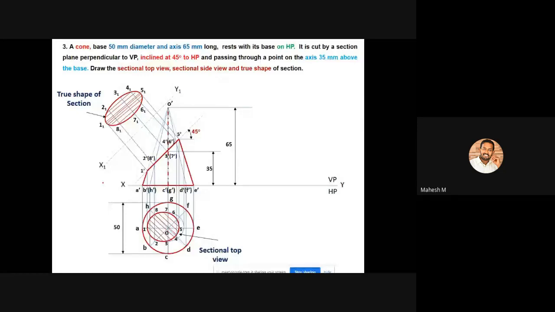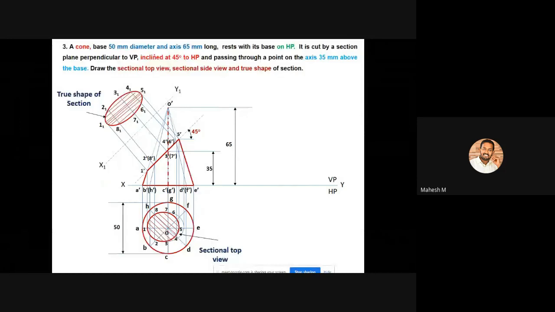Whatever the drawing concept, it is applicable, but creating the sectional plane is different for each and every problem. So in this problem, we have discussed that the cutting plane has an angle of 45 degrees.